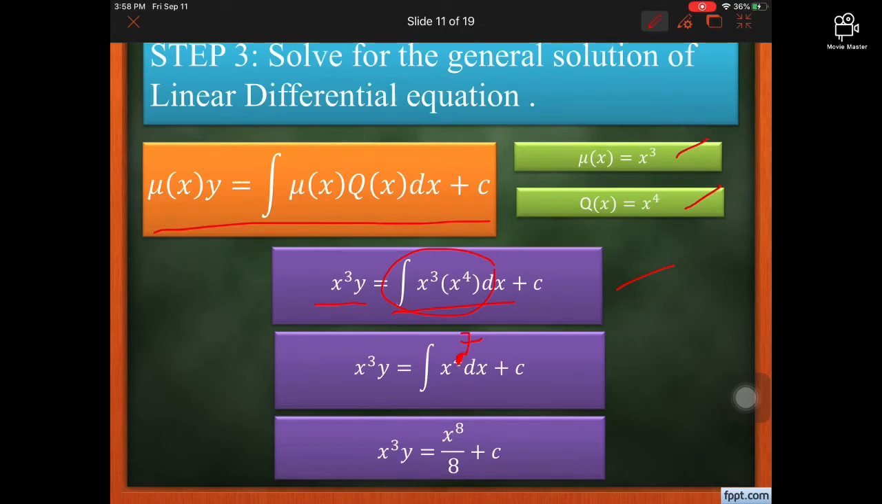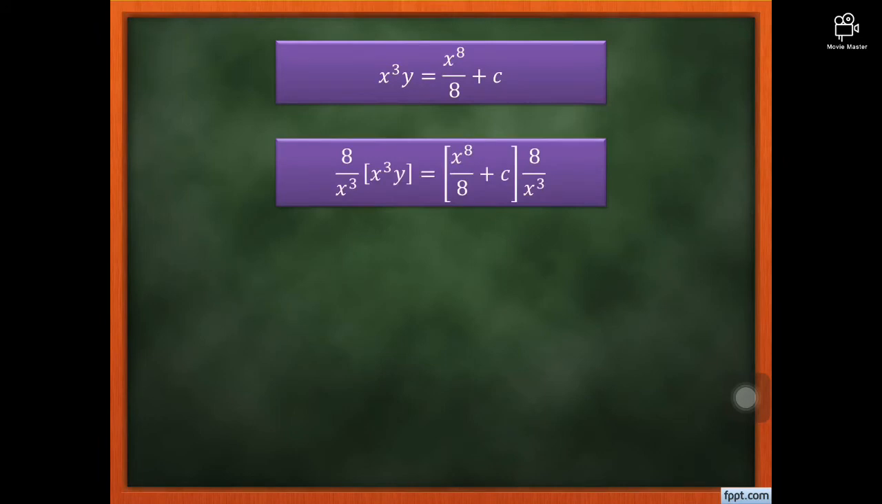So now, this is not your final solution. You still need to simplify it even more. So you have to multiply both sides by 8 over x raised to 3. So you need to multiply both sides by 8 in order to eliminate the fraction, while you need to divide both sides by x raised to 3, because in solving for a linear differential equation, the general solution form should be that only the y is on the left side, while the other variables should be on the right side.